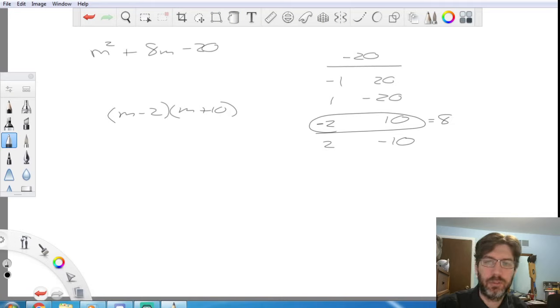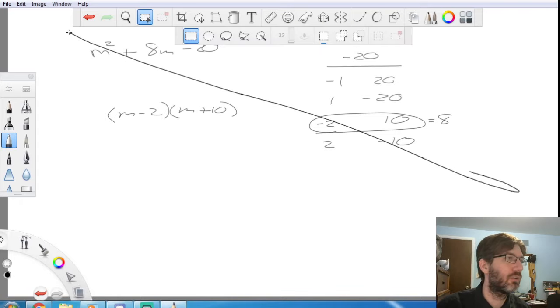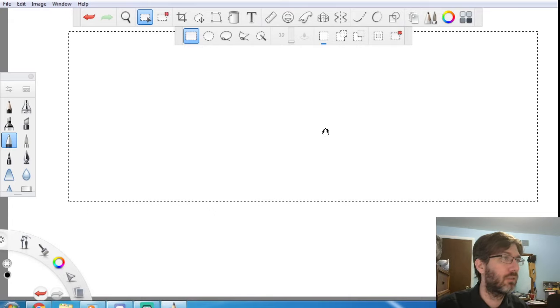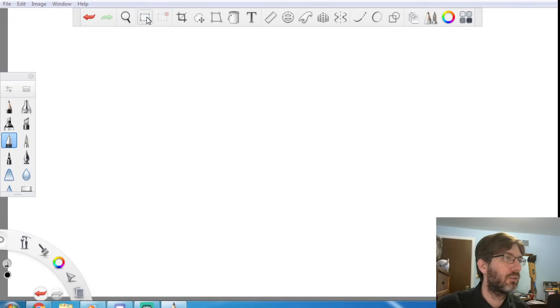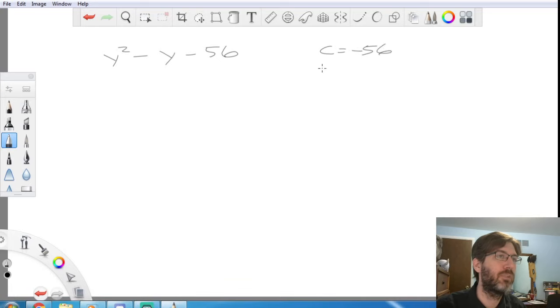Number 4 on the page. All right, let's do number 4 together then. Let's look at number 4. This is y squared minus y minus 56. Now keeping in mind here, your C value is -56, but your B value is a bit hidden.